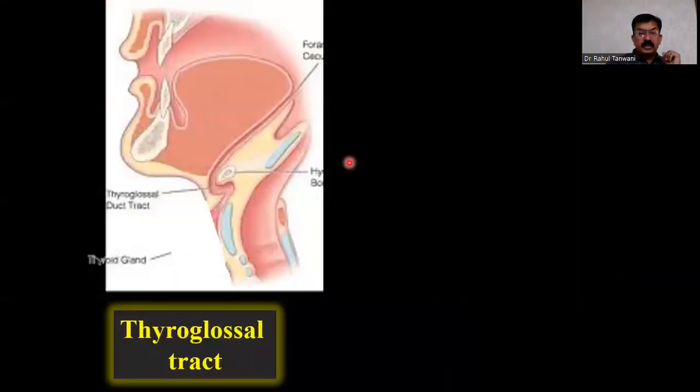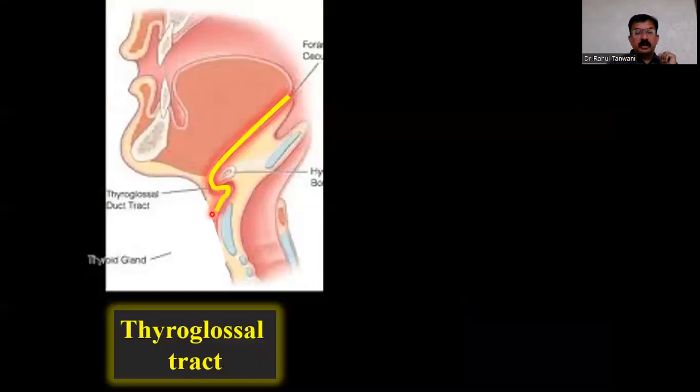So, this is the thyroglossal tract. This is the base of the tongue. This is the foramen cecum, and from here, in embryonic life, a tract comes down. This is the tract, and ultimately it gives rise to the thyroid gland. So that is the reason why this tract is called the thyroglossal tract. It starts from the tongue and it gives rise to the thyroid gland. So the name is thyroglossal tract.